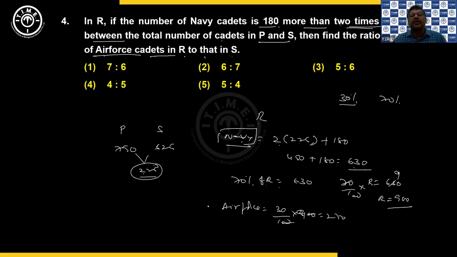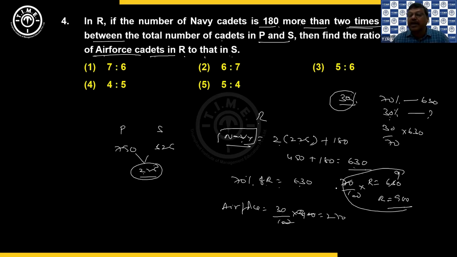but it's a waste of time. What I want to do, students, is that the 70% worth is 630. I want to know how much this 30% is worth, so you can directly say 30 by 70 into 630. You can avoid finding the total; from 70% you can directly get 30%. See here, 270. That's enough. So students, the Air Force candidates in R are 270.